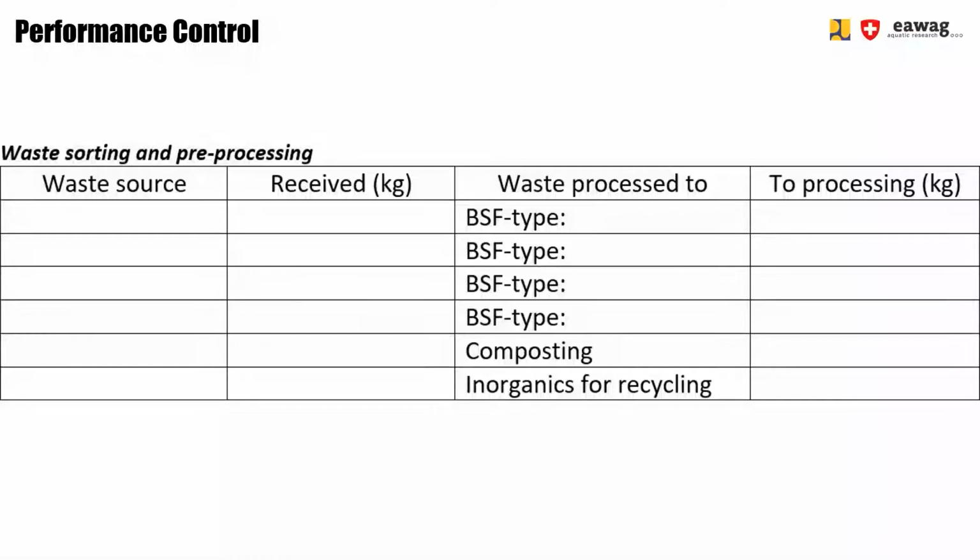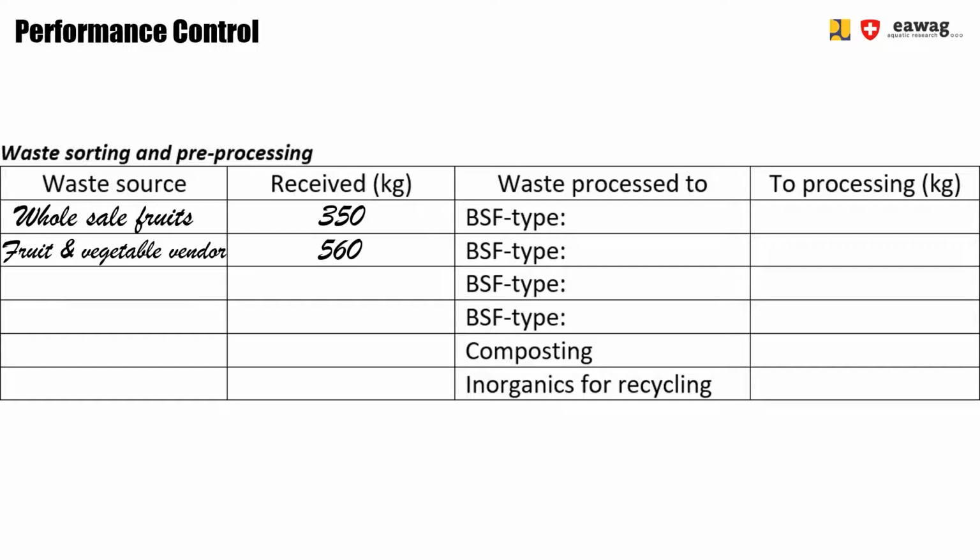Here you find the performance control data sheet, where you can fill in the data on the different waste types that you receive and process in one day. In the first left 2 columns, you will have to fill in the waste source and the amount in kilograms that you have received from this source. The example shows that on this day, 350 kilograms of wholesale fruit waste and 560 kilograms of waste from the fruit and vegetable vendors was received.